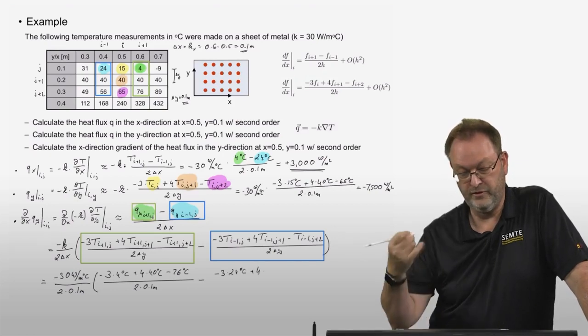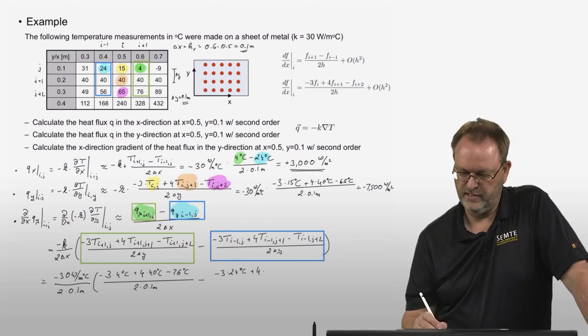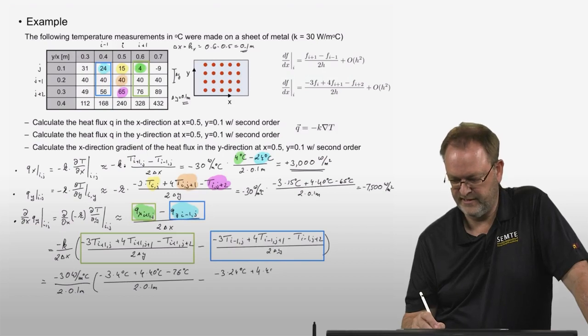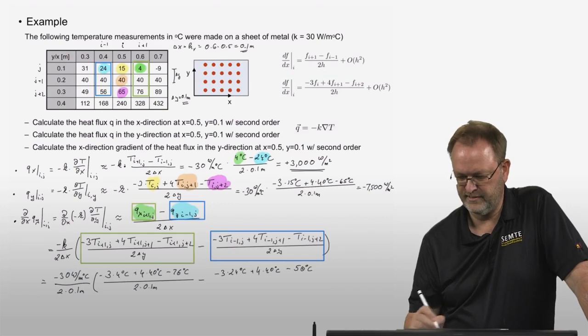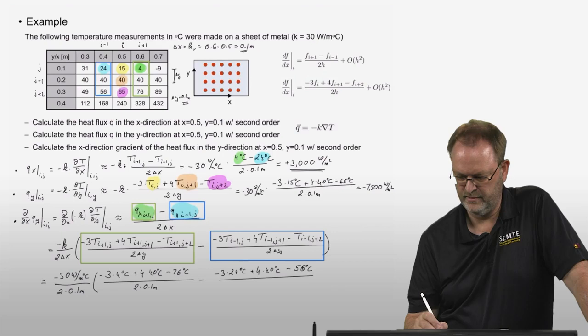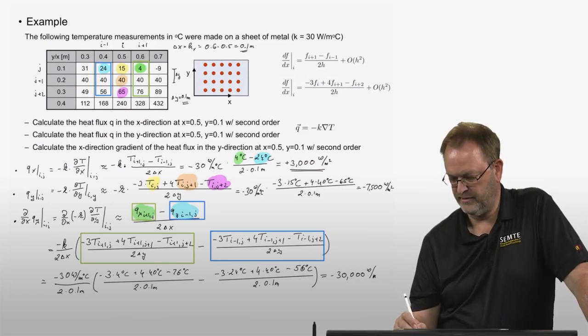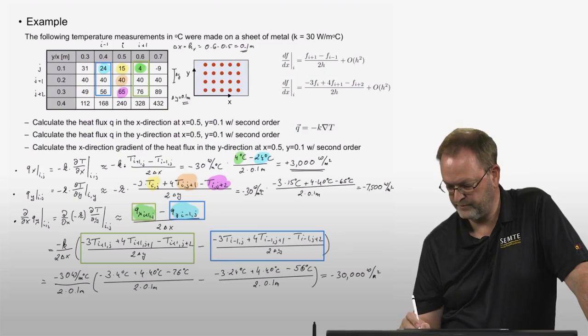plus 4 times, now we go in the y direction, so the next point would be up here. So plus 4 times 40 degrees Celsius minus 56 degrees Celsius, so 6 here, divided by 2 times 0.1 meters. And then if you plug in all the numbers for this, you'll find that this is negative 30,000 watts per meter cubed.